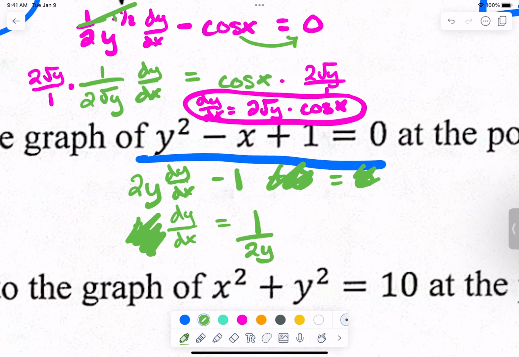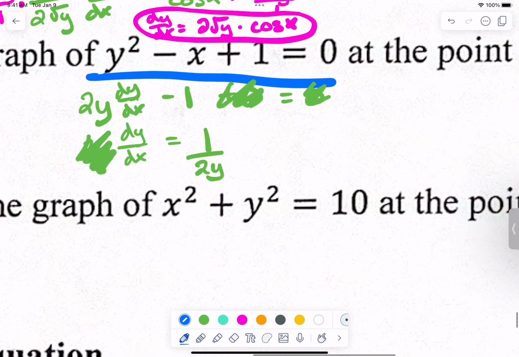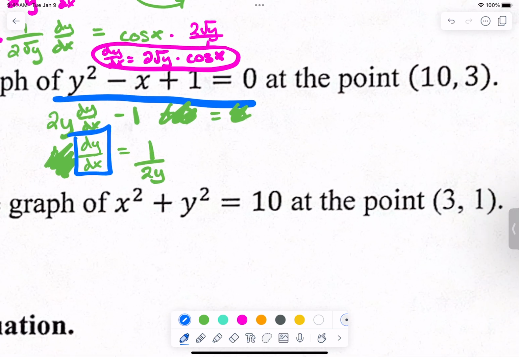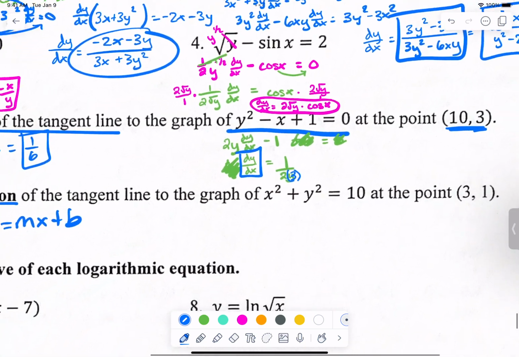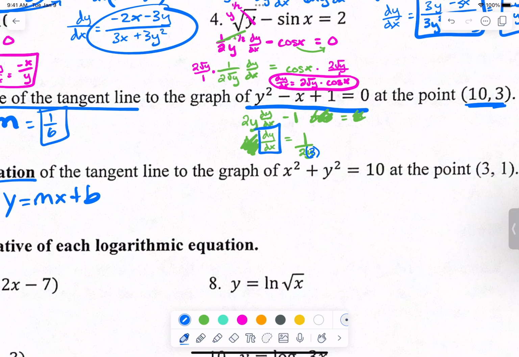Normally our derivative has an x in it, but in this case we only have a y. So dy/dx, that's the name of the derivative. I'm wanting to find the actual number when I plug in 10, 3. Just plug in 3. We don't have any place to plug in 10. So 1/6 is your slope. Does that make sense? Yeah, do you see how that works? So m equals 1/6? Sure, m equals 1/6. The slope of your tangent line is 1/6.